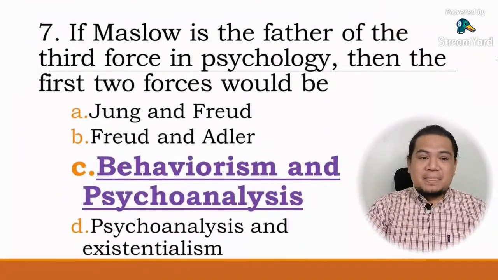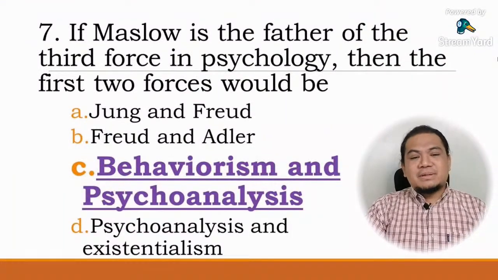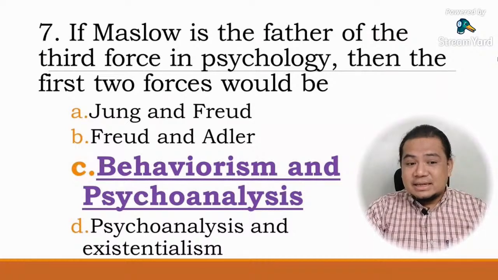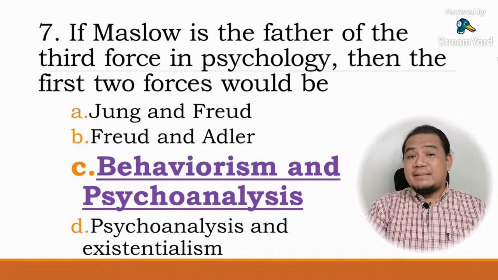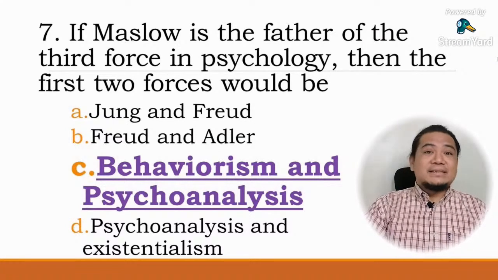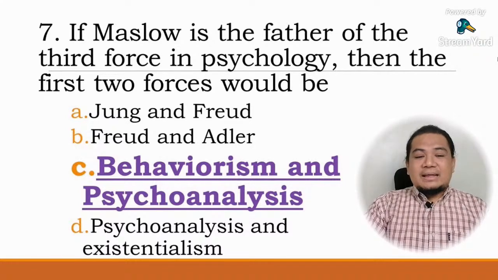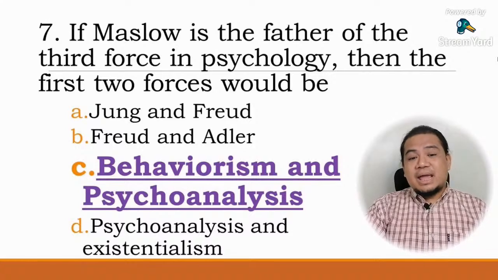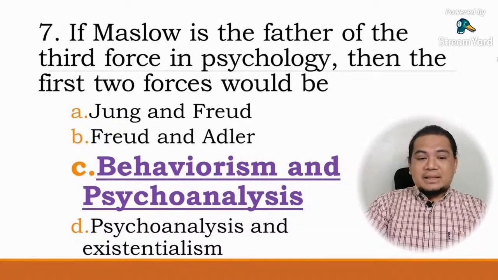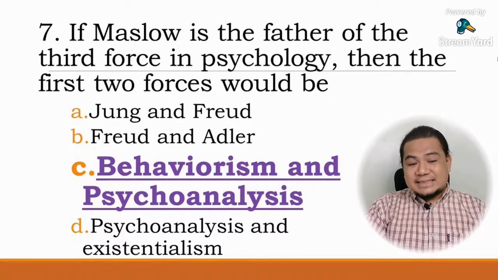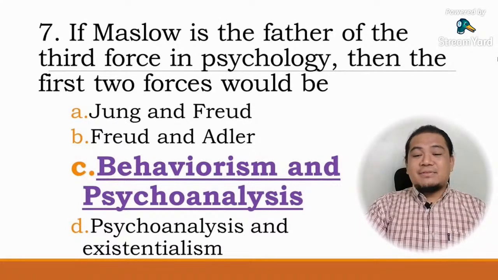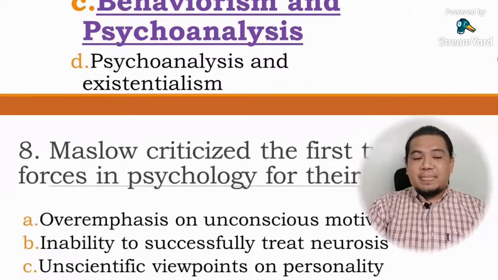Number 7. If Maslow is the father of the third force in psychology, then the first two forces would be, the answer is letter C, behaviorism and psychoanalysis. The theories of Maslow, Allport, Rogers, and May, and others are sometimes thought of as the third force in psychology. The first force is psychoanalysis, and the second force is the behaviorism.